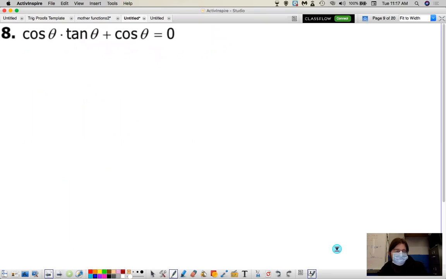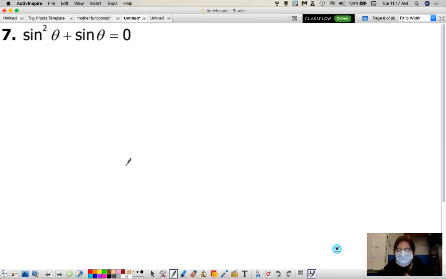Let's see what's next. Okay, so we're looking at this. I see, oh hey, I got a GCF of sine of theta I could factor out and solve it that way. Even easier though, it's a quadratic. Yes, it's got sine in it, but it's a quadratic. It's x squared plus x. Just the x is sine. Who cares?